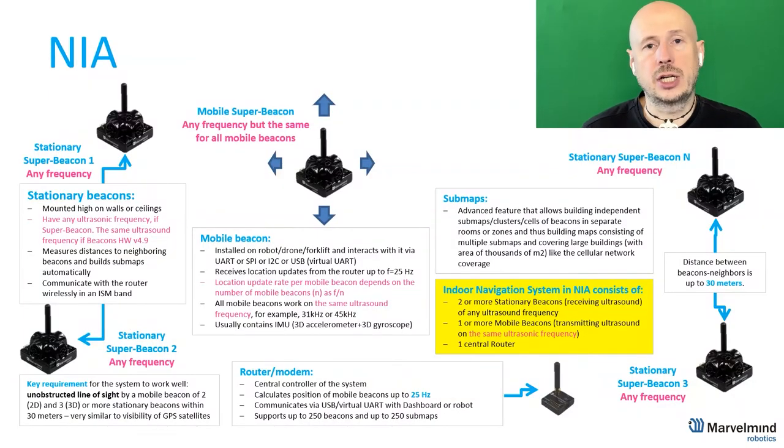Now let's discuss the different architectures that we have. As was mentioned in the beginning, and you probably already know, we have non-inverse architecture, inverse architecture, and multi-frequency non-inverse architecture. The difference between them is very simple, and the key defining factor is very simple: who is emitting ultrasound? In non-inverse architecture, the mobile beacon is emitting ultrasound, and the stationary beacons are receiving ultrasound.